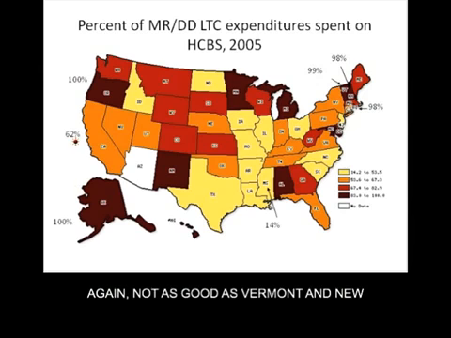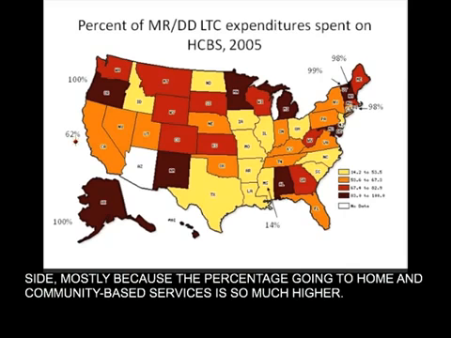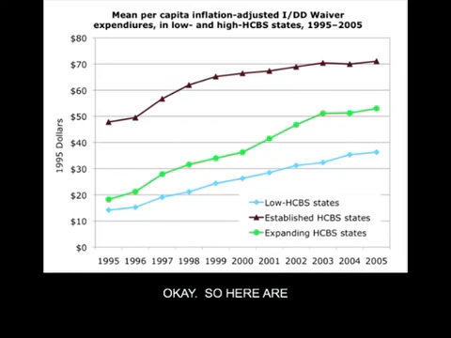California's pretty good, 62%. Again, but not as good as Vermont, New Hampshire. There are several states that are actually better than California. But it's somewhat different from the non-IDD side, mostly because the percent going to home and community-based services is so much higher.